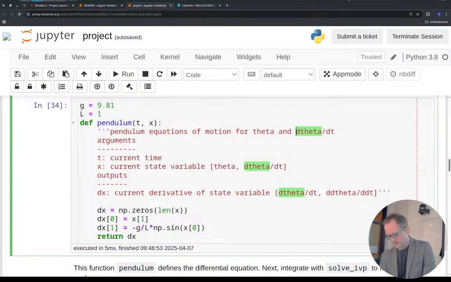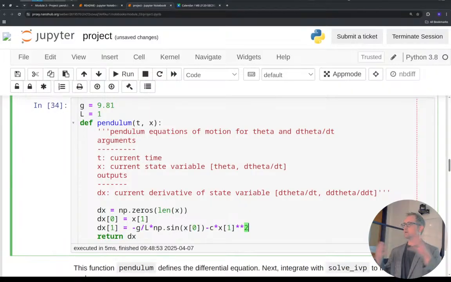So in Python, it looks like this, where dx0 is x1, dx1 is now that negative g over L sine x0. And if I wanted to add other terms, I could add a negative c times x1 squared if I wanted to say there's also some kind of drag on this thing, but we're just dealing with a simple pendulum. Just an ordinary simple pendulum.